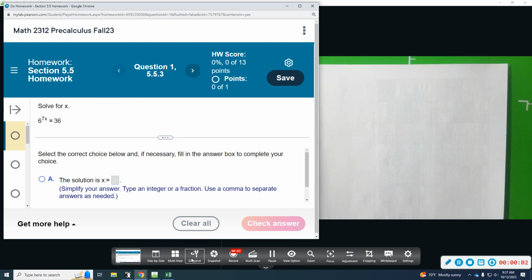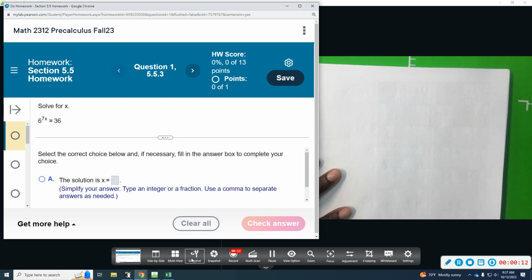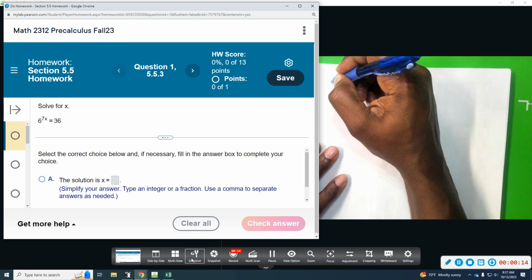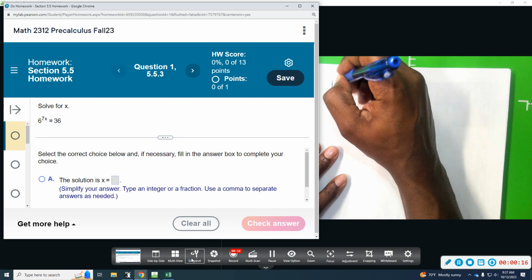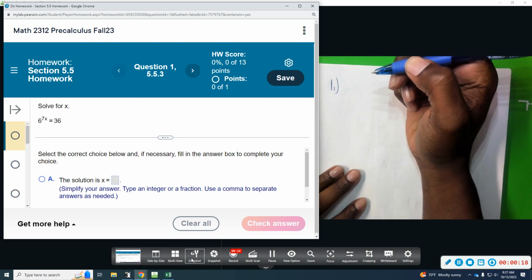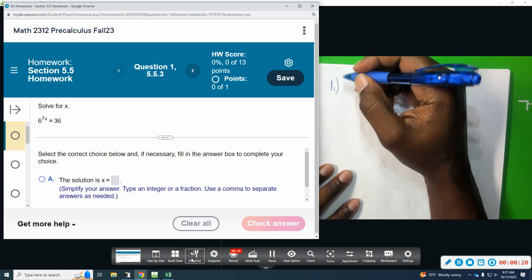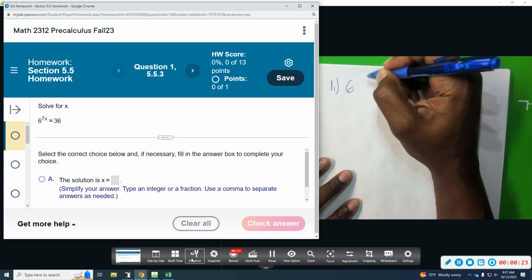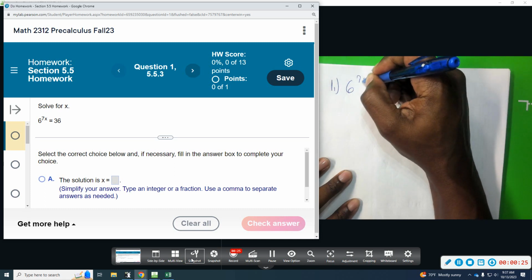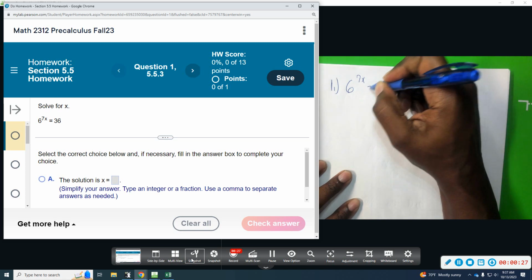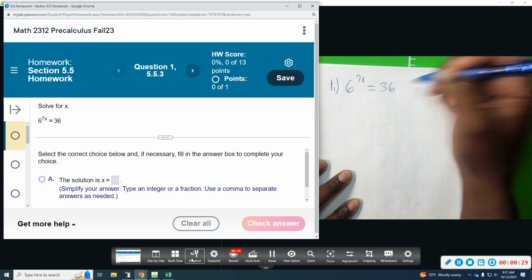Alright, question number 1 in 5.5. We're still working with logs and exponentials. We want to solve this exponential equation. So the basic thing that we want to be able to do is rewrite both sides of the equation to have the same base. So we have 6 to the 7x power on one side, and that's equal to 36.